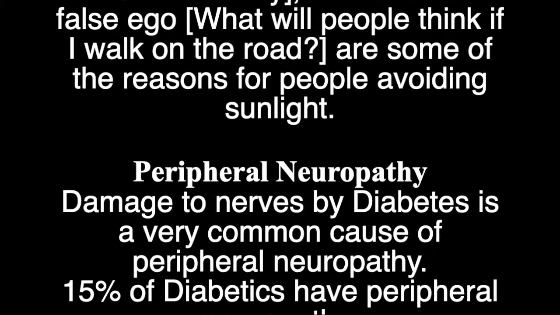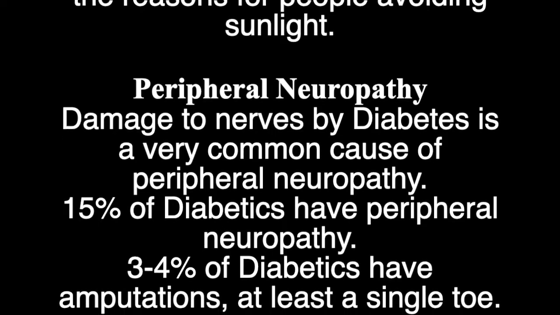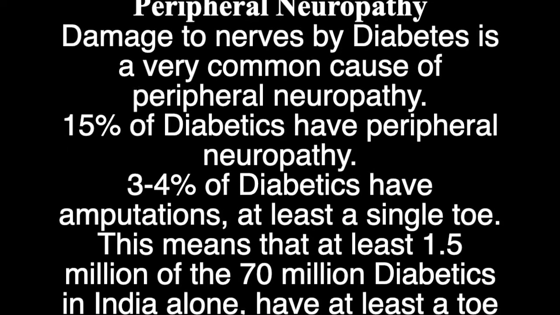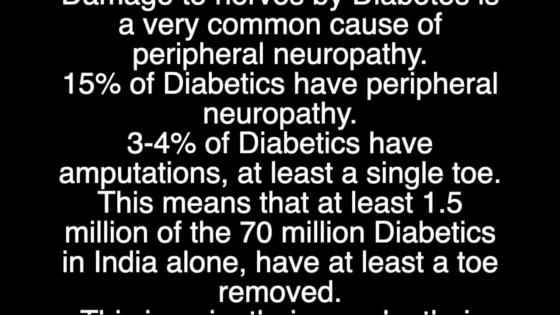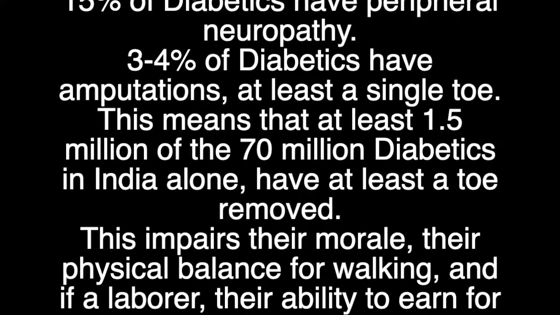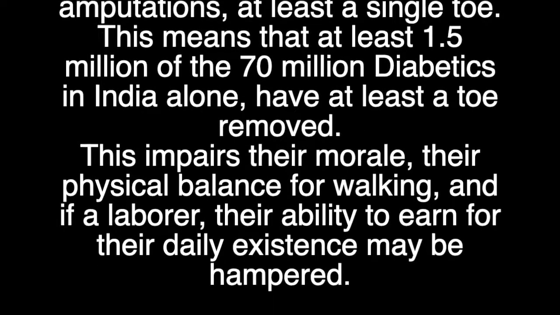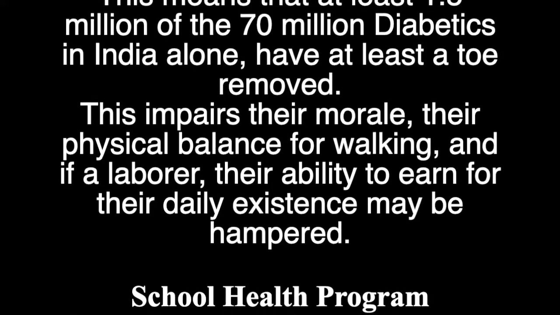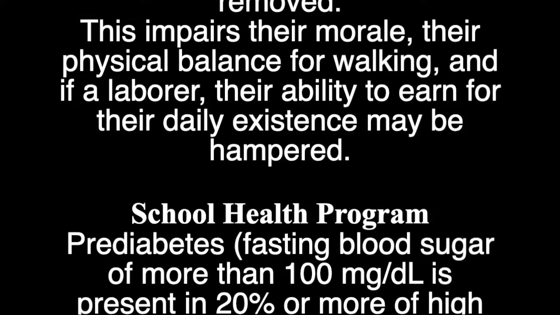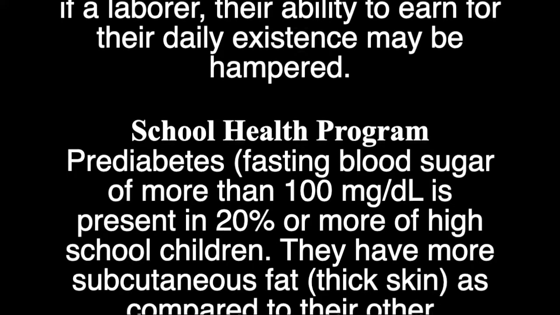Peripheral neuropathy. Damage to nerves by diabetes is a very common cause of peripheral neuropathy. 15% of diabetics have peripheral neuropathy. 3 to 4% of diabetics have amputations, at least a single toe. This means that at least 1.5 million of the 70 million diabetics in India alone have at least a toe removed. This impairs their morale, their physical balance for walking, and if a laborer, their ability to earn for their daily existence may be hampered.